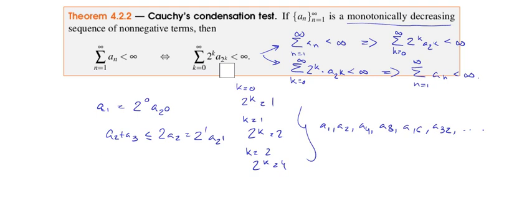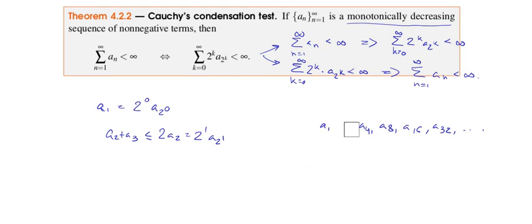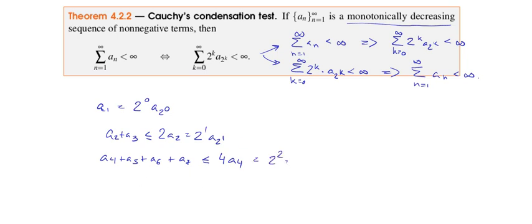Now let me erase this. Now a sub 4 plus a sub 5 plus a sub 6 plus a sub 7 is smaller than 4 times a sub 4, right? Because a sub 5 is smaller than a sub 4, a sub 6 smaller than a sub 5, and so on, right? And we can write it as 2 to the 2, a sub 2 to the 2, okay?